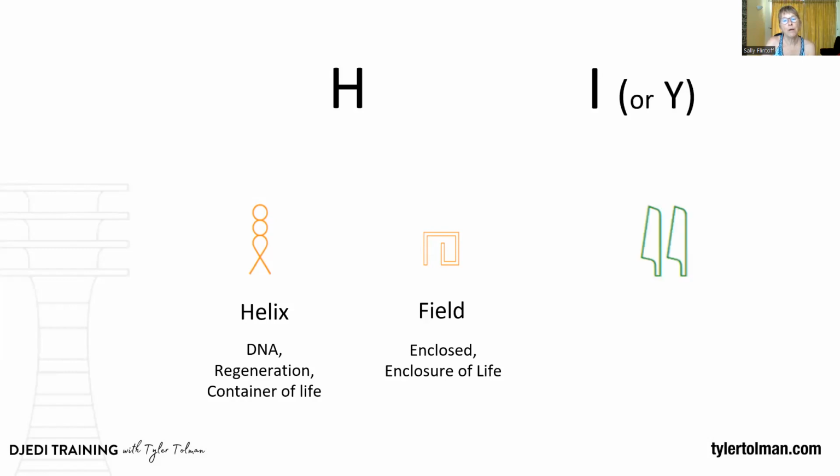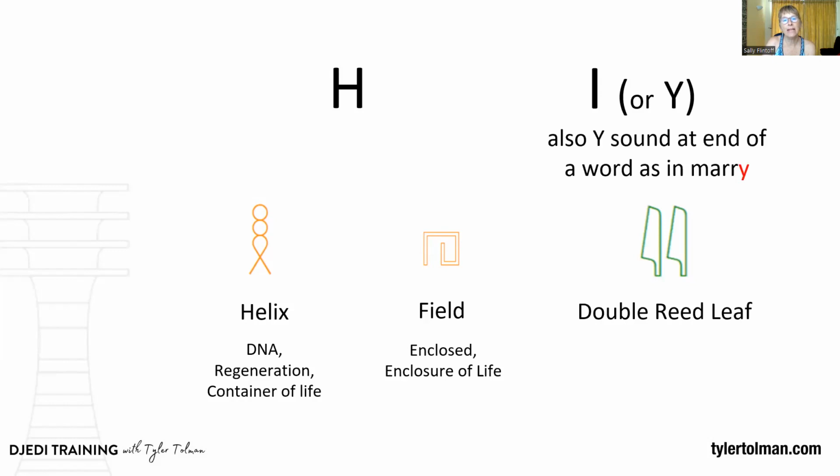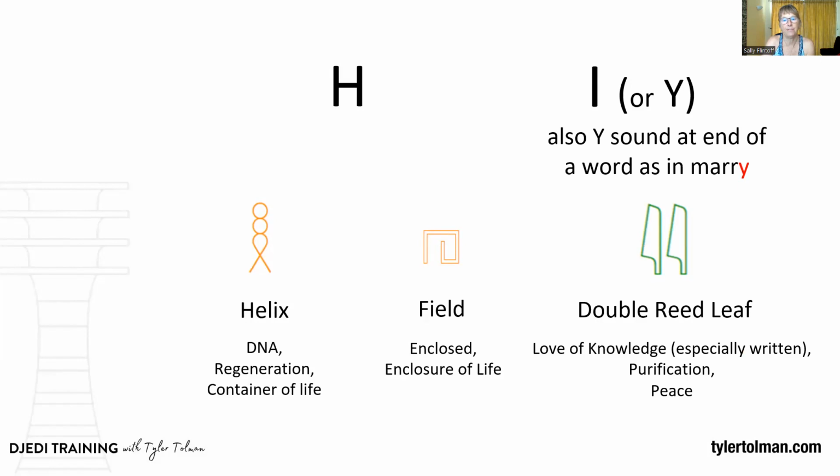The I is represented by double reed leaves. It also represents the Y at the end of the word, as in marry or sorry or Sally. And again, it represents the love of knowledge, especially written. We're looking at 2 reed leaves here now. Also, again, purification and peace.